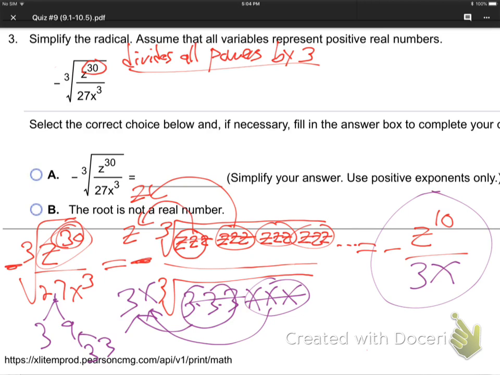Negative z to the 10th over 3x. And there's no more roots, because everything left the root. There's nothing left over in the roots, so they vanish. If there was something like a y or an extra x or whatever left over, then the root would stay. But if there's nothing left over in the roots, they vanish top and bottom.